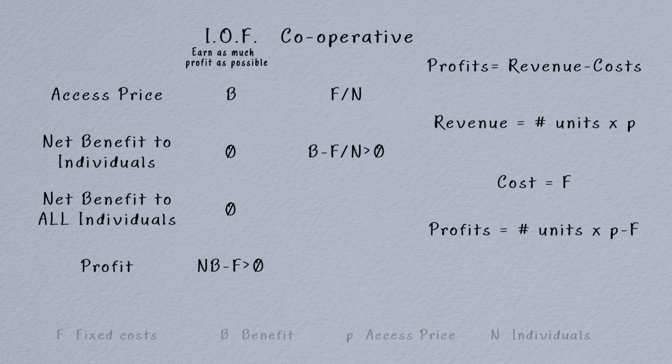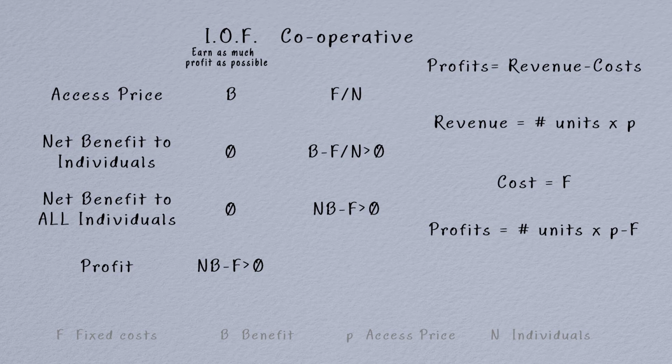And we know that that's true because if we take the net benefit to all individuals, which is just that net benefit to a single individual multiplied by N, the total number of individuals, we get NB minus F. And we know that that expression is positive. Okay? So in this case, the members of the co-op have an advantage to supplying themselves with the particular good, and they get a net benefit of B minus F over N.